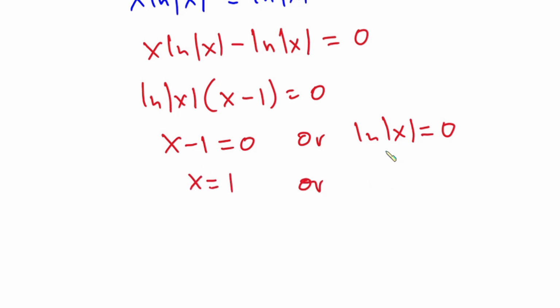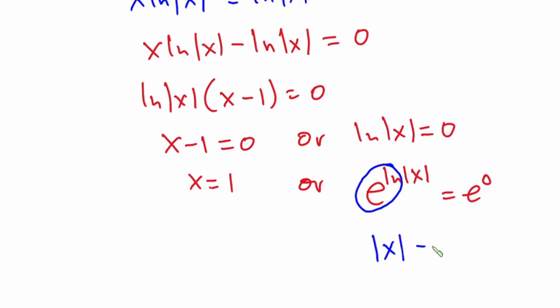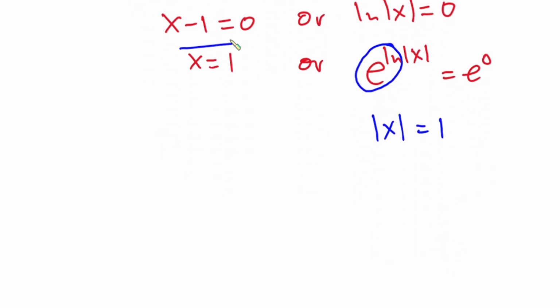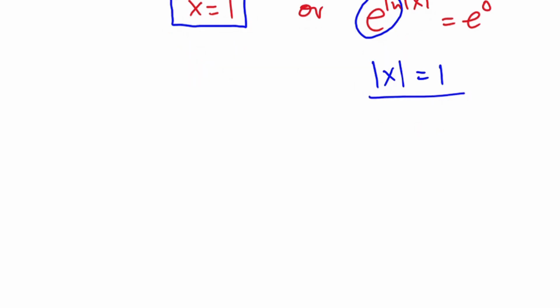Or from here, if we introduce e on both sides, we have e to the power ln of the absolute value of x is equal to e to the power 0. Now you can see that this ln and this e will undo each other, so we have the absolute value of x is equal to e to the power 0, which is nothing but 1. Okay? So at this point, we have been able to prove one solution that we did earlier, that is x equals 1. Now let's focus on this equation, that is absolute value of x is equal to 1.